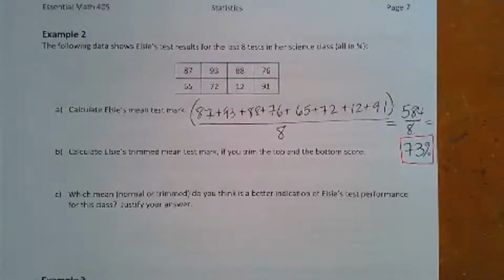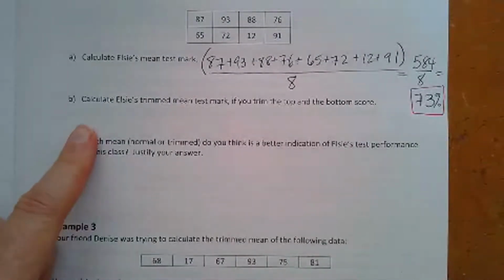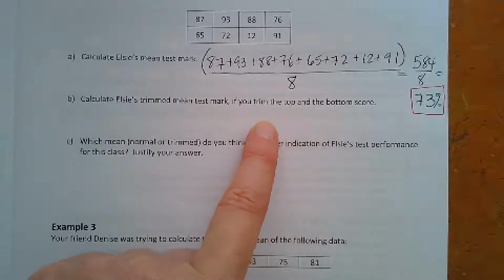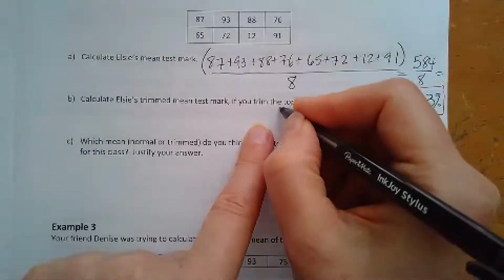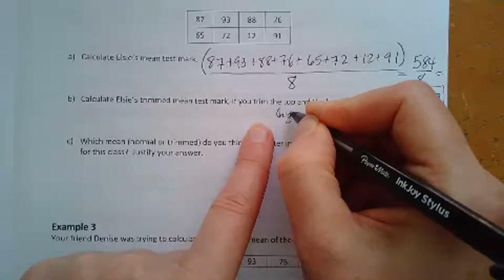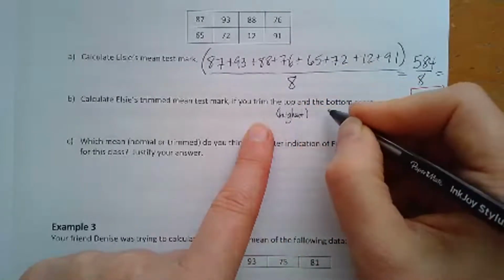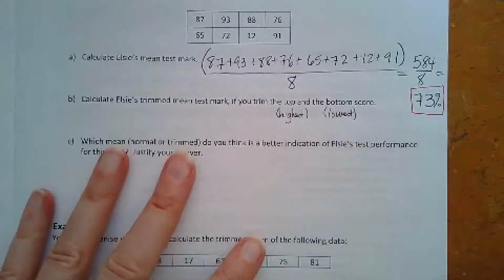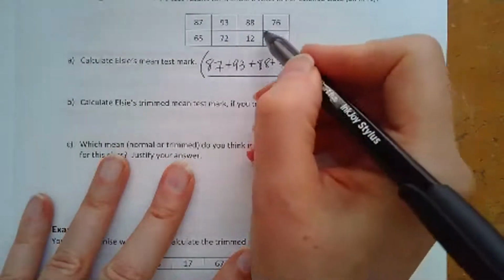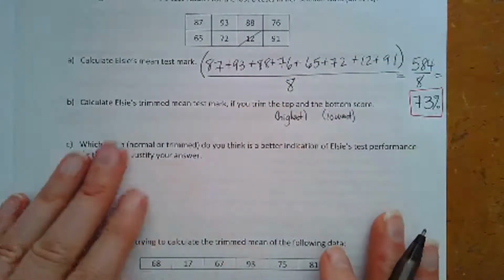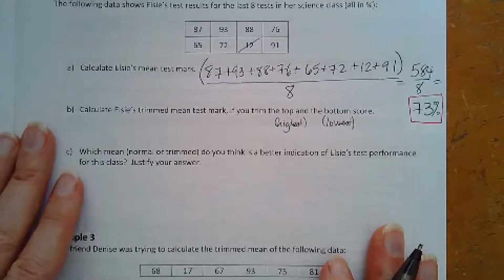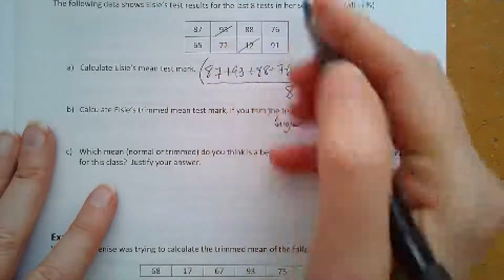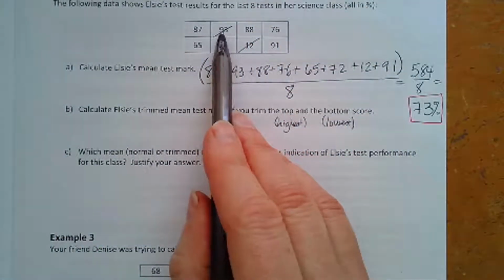Now, calculate her trimmed mean if you trim the top and the bottom score. Okay, so the top, remember, is the highest, and the bottom is the lowest. Okay, so which would be her lowest score? Well, obviously it's the 12%, right? That was a really bad mark. She might have had a bad day. And the highest score it looks like she got was the 93. So if you want to take off a low, you have to take off the high.